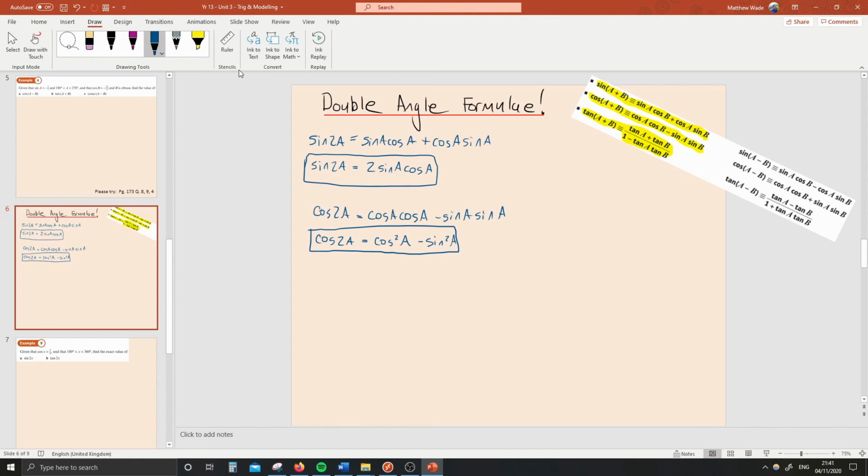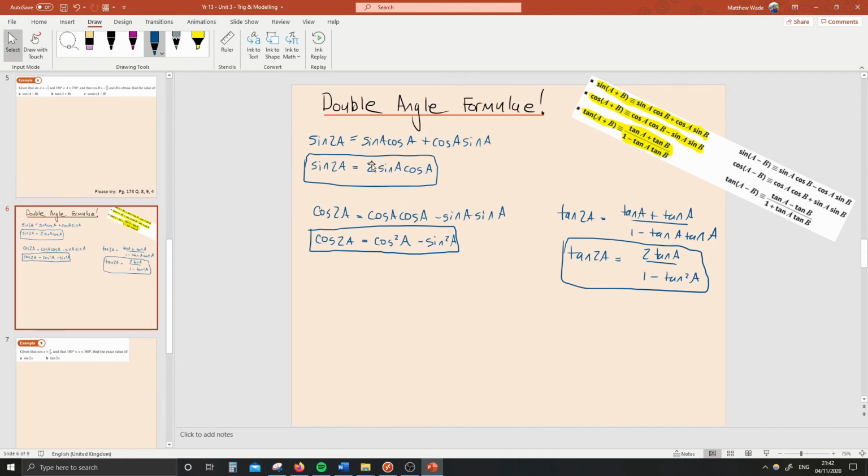Swap A for B, and here we go. Tan of 2a, it's going to be tan a plus tan a, over 1 take tan a, which you'll be correct to think simplifies to 2 tan a, over 1 take tan squared a. Boom. And there's your little trifecta of double angle formulas, but they get even better, okay?